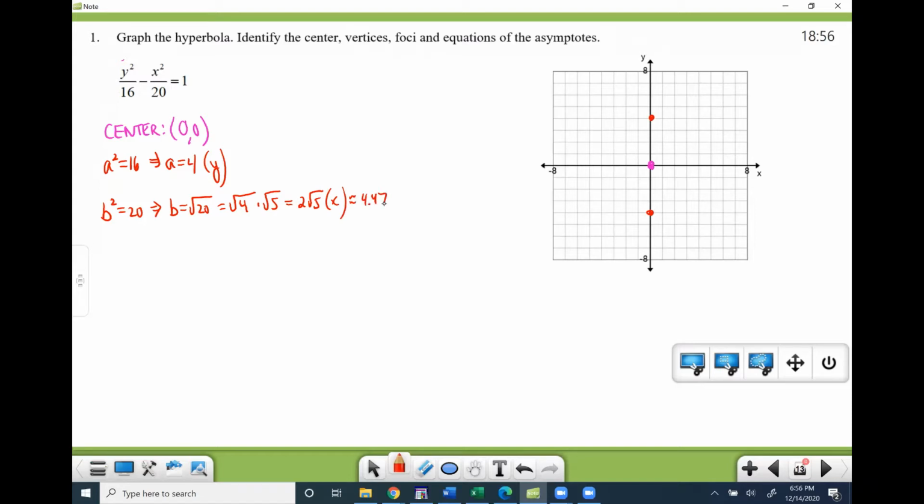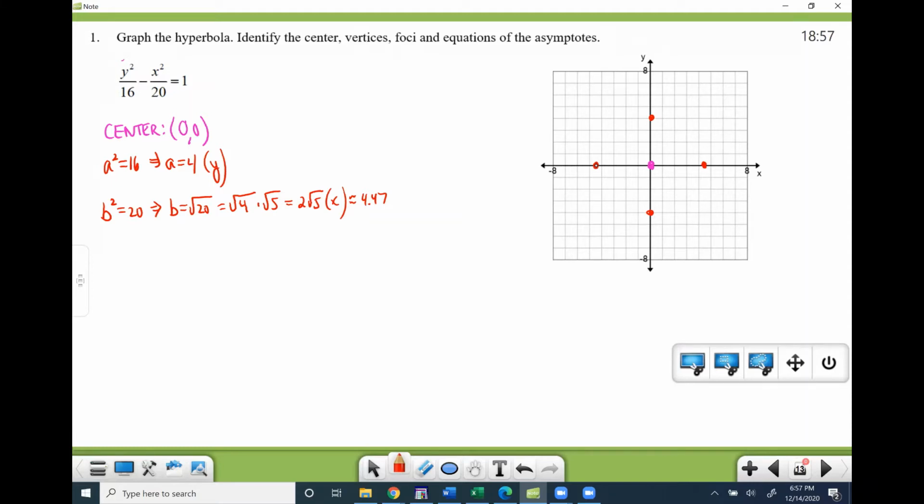So I'm going to go 4.47 in the x direction. 1, 2, 3, and 4.47, so right there. And then 1, 2, 3, 4.47 on the other side. So not quite 4.5, 4.47. So less than halfway, but barely.